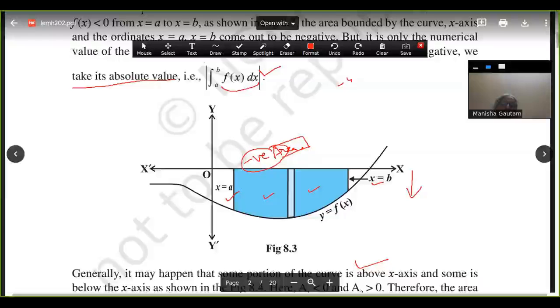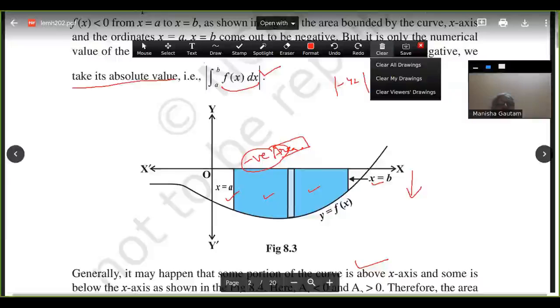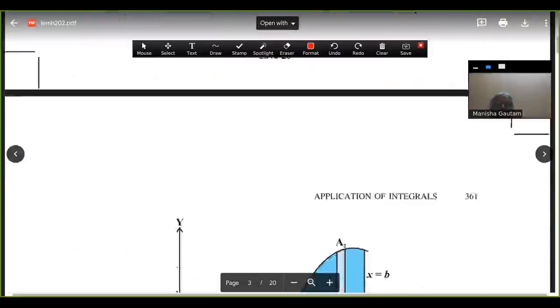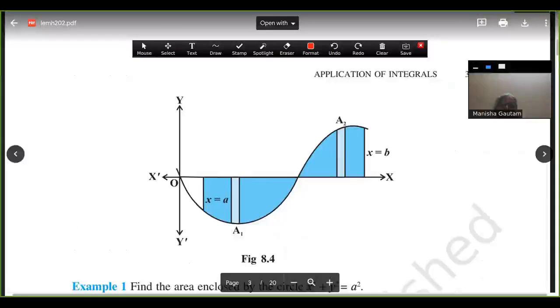Suppose it is minus 42. It means you have to take only 42. It means you have to take the absolute value of the solution. Suppose the graph is not like this. One other type of graph you will get, suppose like this, where half of the graph is positive and the left of the graph is negative.